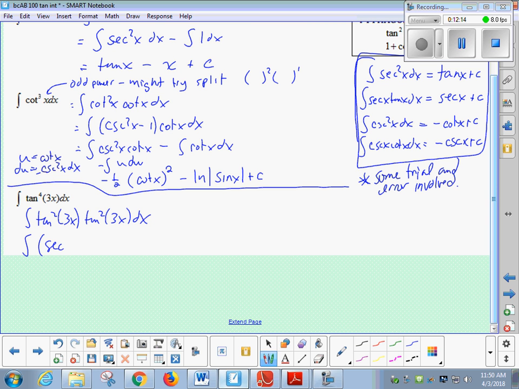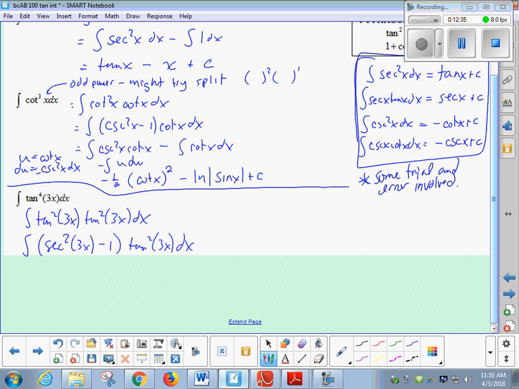Identity, yeah. Goes secant squared of 3x minus 1. Then the question is, shall I do that to both or just one? Well, if I do it to both, I'm going to start to get secant to the fourth, and that seems like making it worse, not better. So I'm going to just do the first one only.